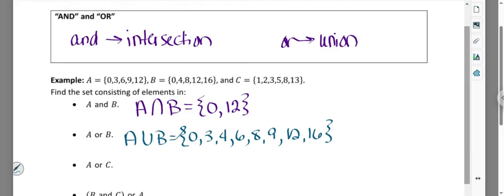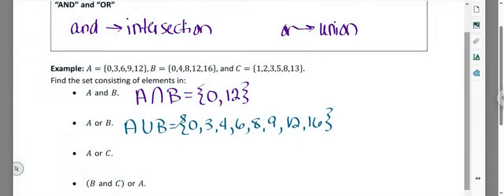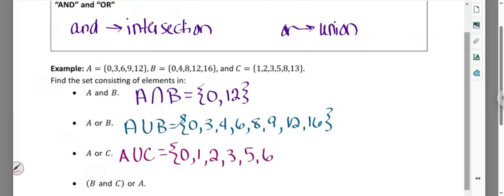A or C? So 0, 1, 2, 3, 5, 6, 8, 9, 12, 13. Unfortunately, it's not all the numbers in order where you can use a shortcut. So we have to list everything.